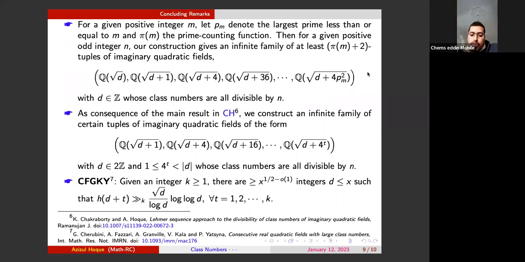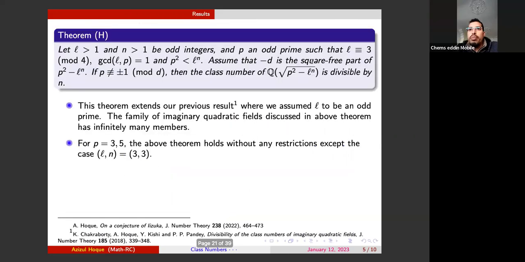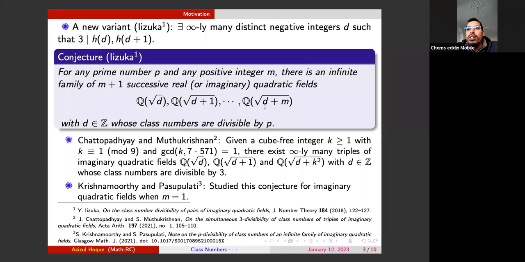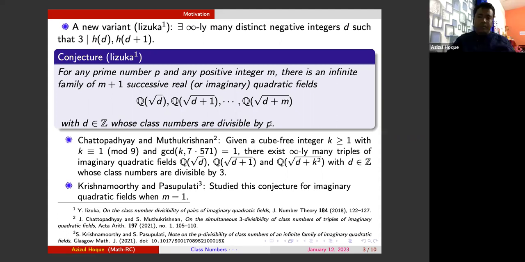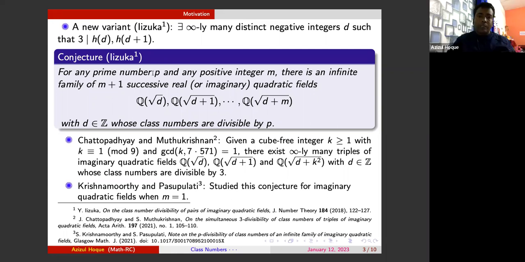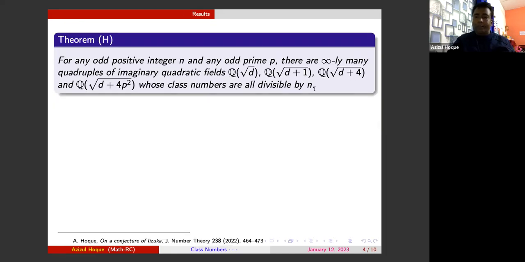Yes, my question concerns the power or the exponent of this prime, which divides all the class numbers of these quadratic fields. Can you please return to Theorem H, the main theorem of your presentation? Here the class number of this family of quadratic fields is divisible by p, right? So is there any information about the power of p which divides the class number? I'm saying that one can replace this p by any integer. So this is just a conjecture.